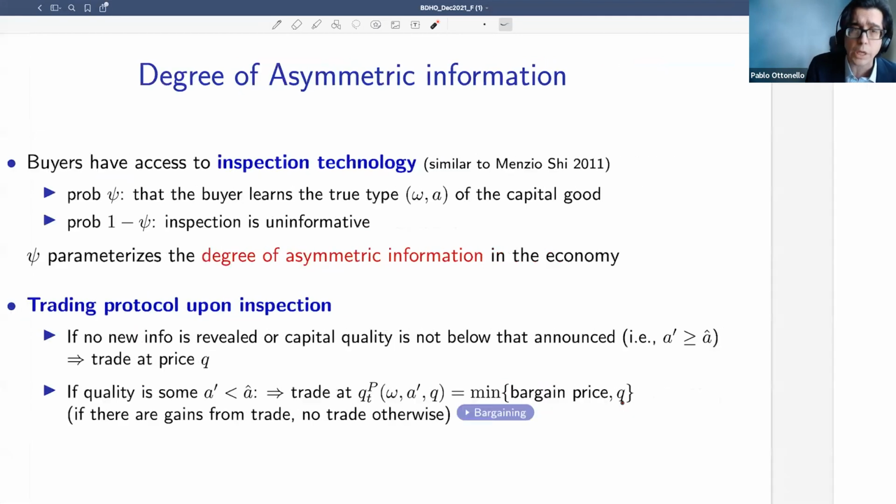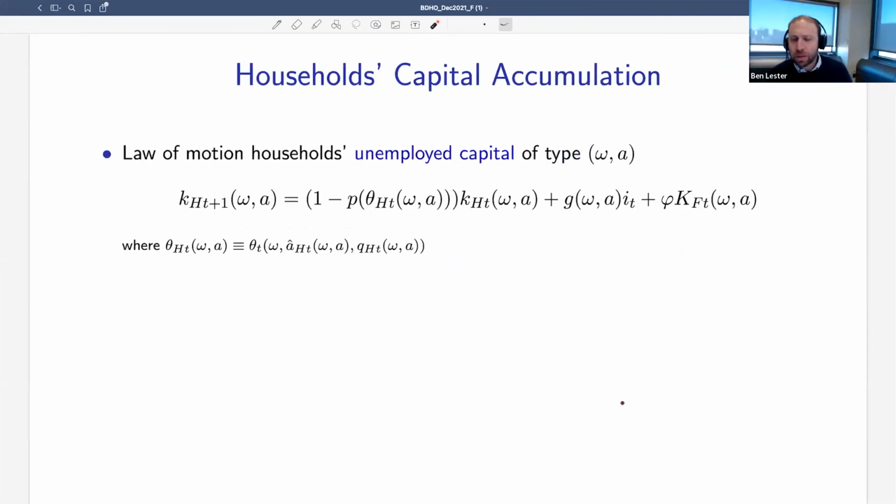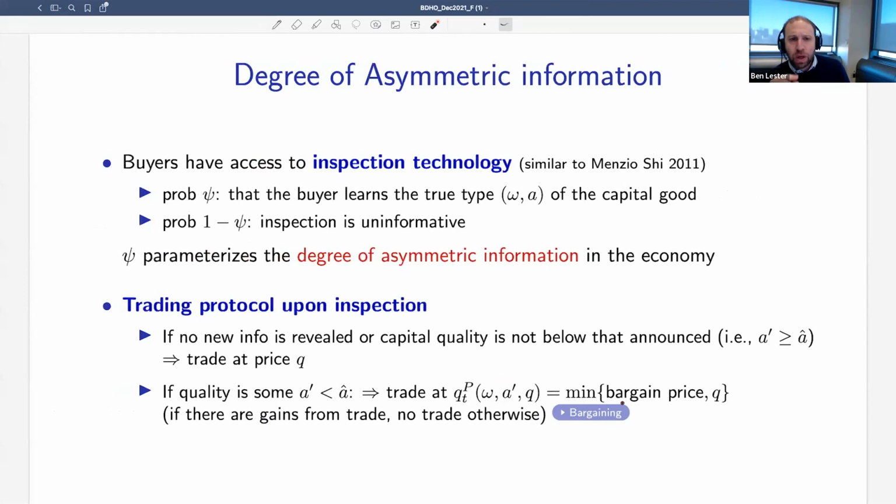All right. Pablo, okay. Yes, please. Two clarifying questions. First, is the psi independent of the observable characteristics of the capital? When you go to the data, are you going to preserve that assumption? In other words, is it just as easy to learn the quality of a tractor as it is another piece of capital, something like that?